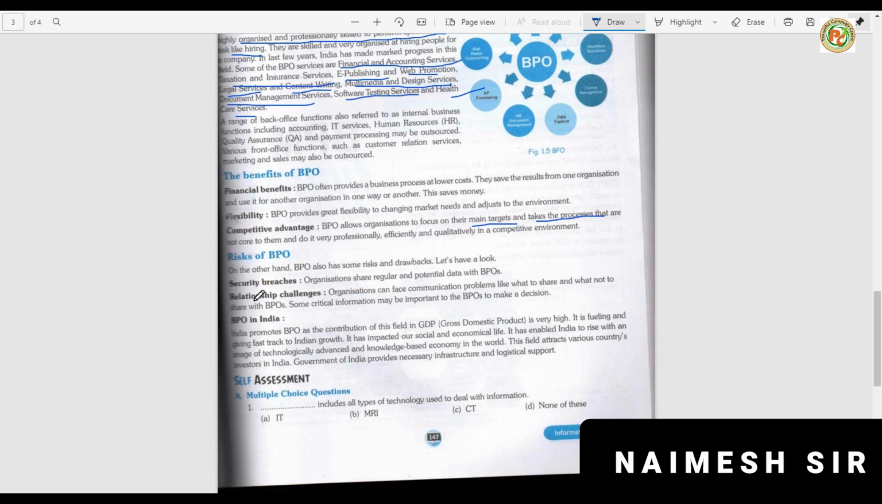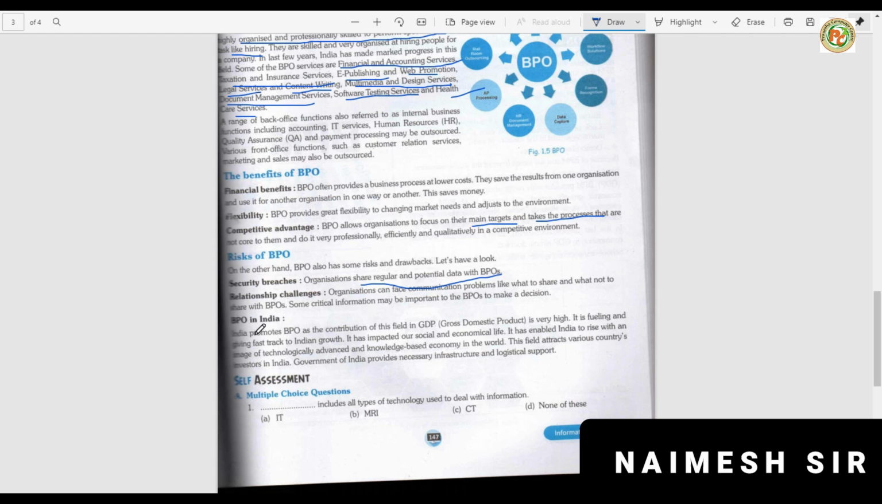Some risks, meaning some disadvantages, are also there with BPO. The first one is security breaches, because you are giving your work to people outside your organization, so there may be rules and regulations to follow. Organizations share their regular and confidential data with the BPO, so there may be chances of your personal security being compromised. Then relationship challenges. An organization can face communication problems like what to share and what not to share. Sometimes we get confused whether we can share or not with another person, because they may in the future not be part of our organization, and that is a challenge for us in the future, right?